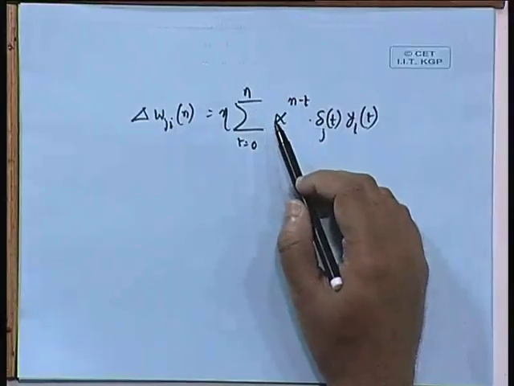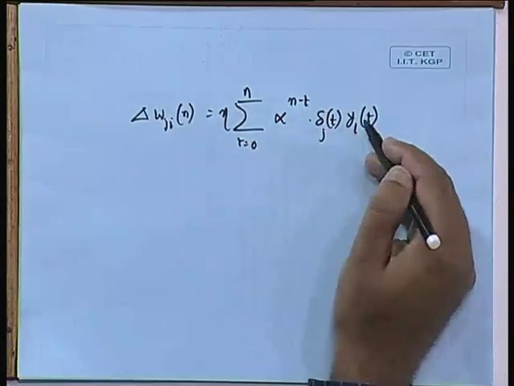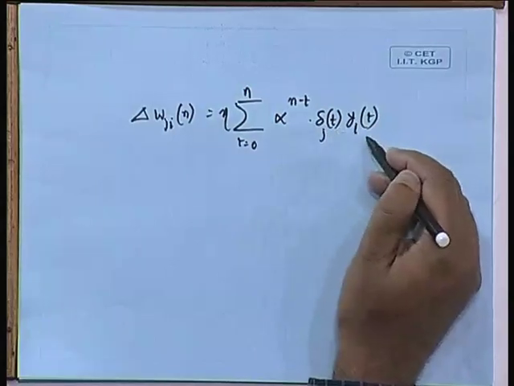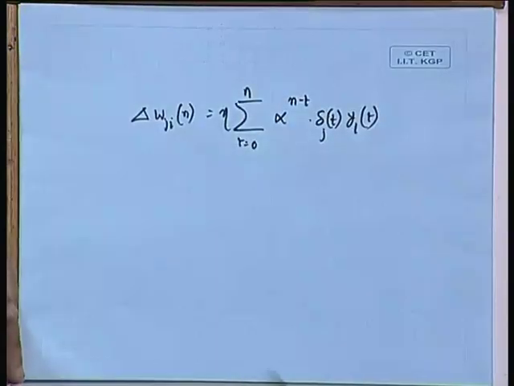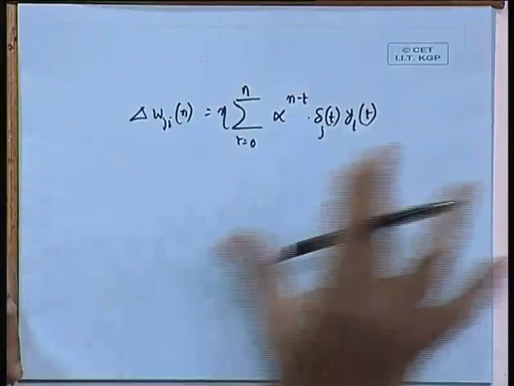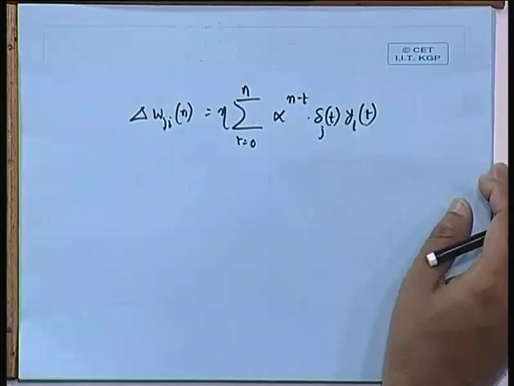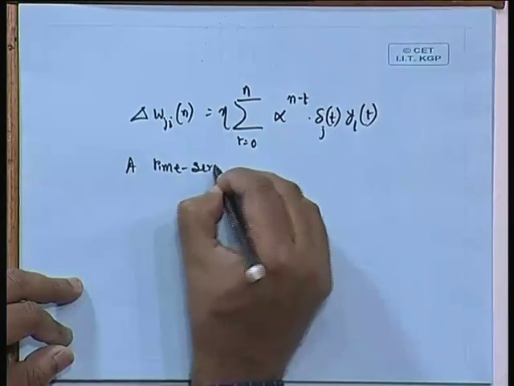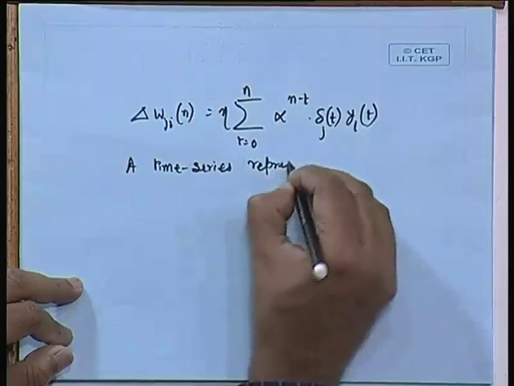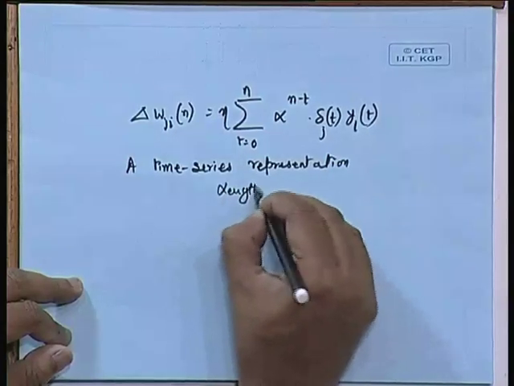Then t is equal to n minus 1, if you look at it from a reverse way. t equal to n minus 1 means it is alpha to the power 1, delta j n minus 1, y i n minus 1, the term that we were writing out here for the second equation. And like this, it is a summation series. So, this is a time series representation of delta W j i n. And what is the length of the time series? The length of the time series is in this case n plus 1.